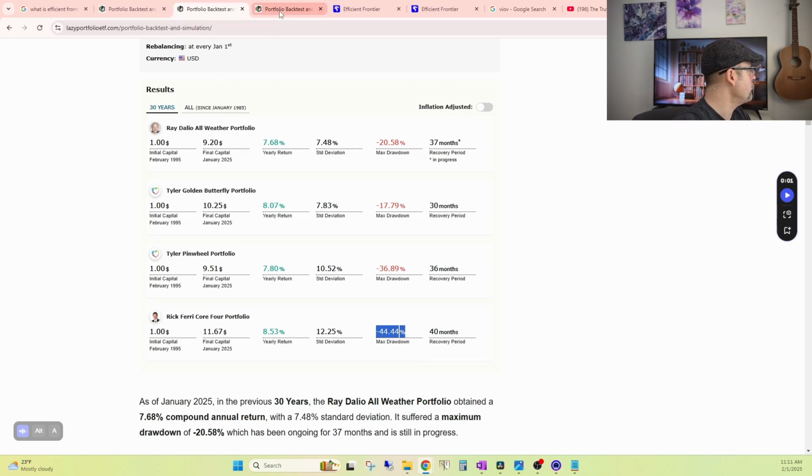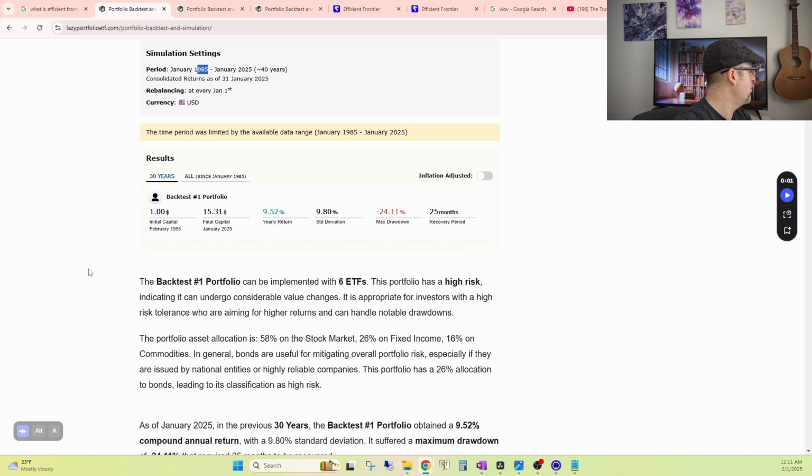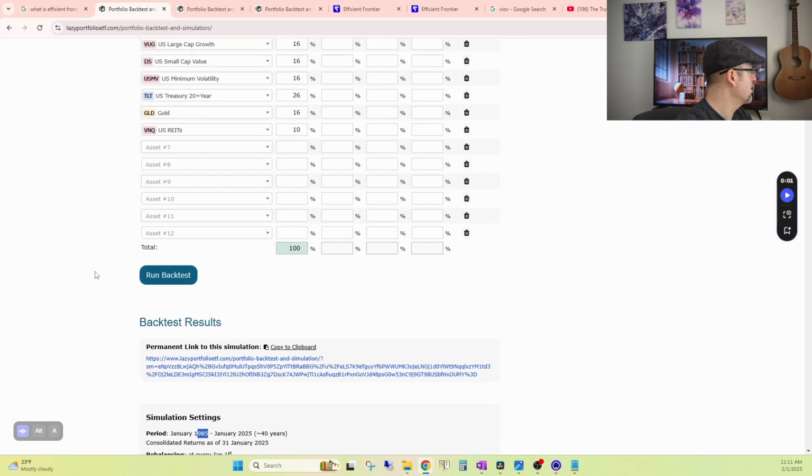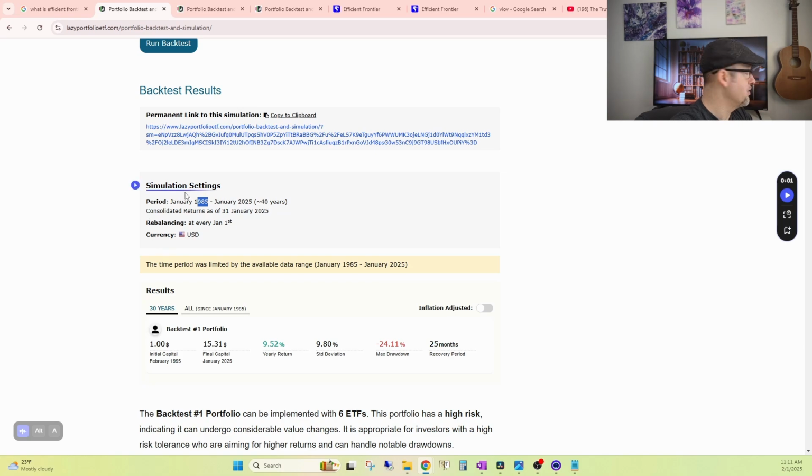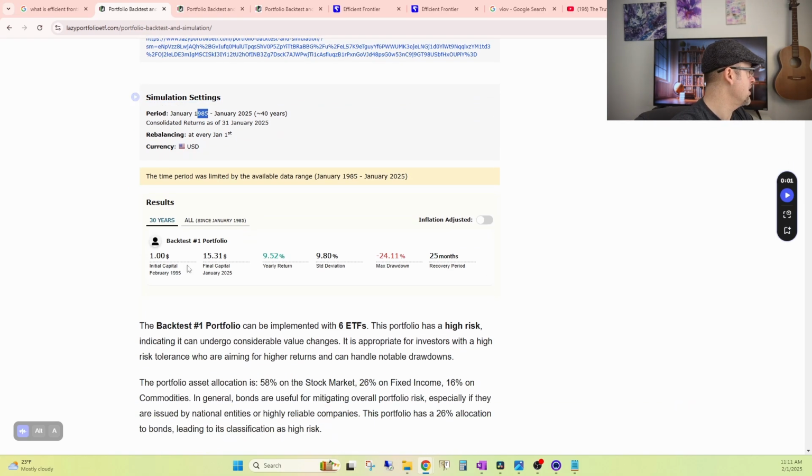Okay, so that one here consists of the numbers that I said earlier. Okay, and then from 1985, I'll just repeat that. So we got the highest return out of all of them. We got a positive 9.52% return on this one. We have a negative drawdown of 24%.